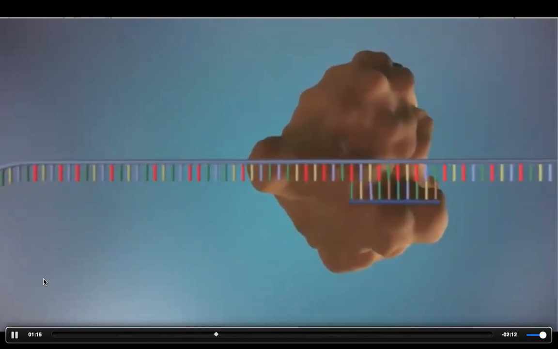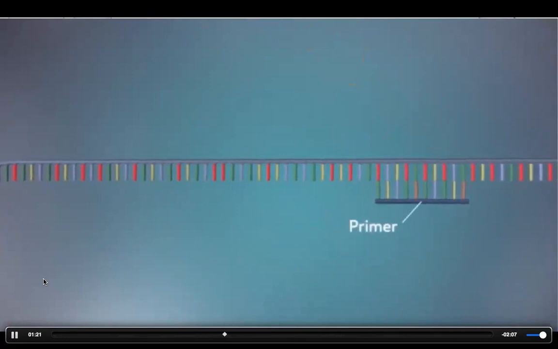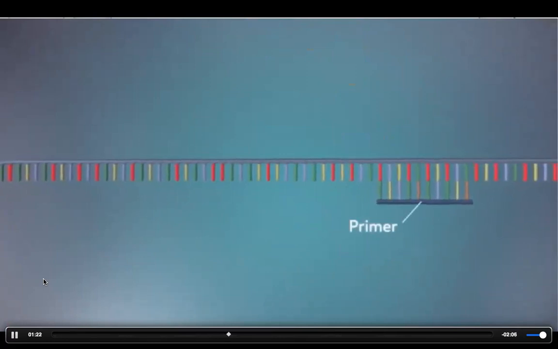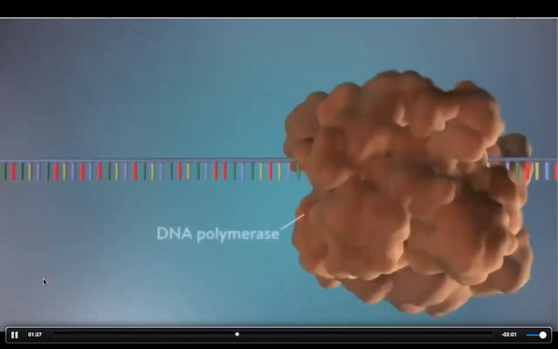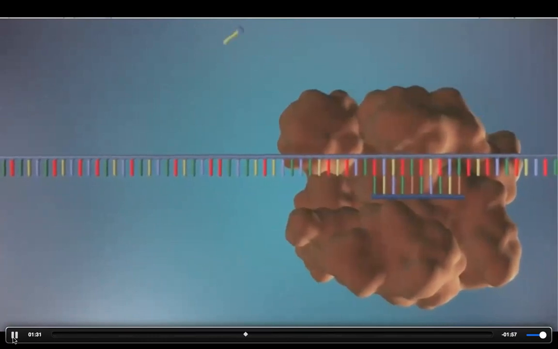This enzyme makes a small piece of RNA called a primer. This marks the starting point for the construction of the new strand of DNA. An enzyme called DNA polymerase binds to the primer and will make the new strand of DNA.